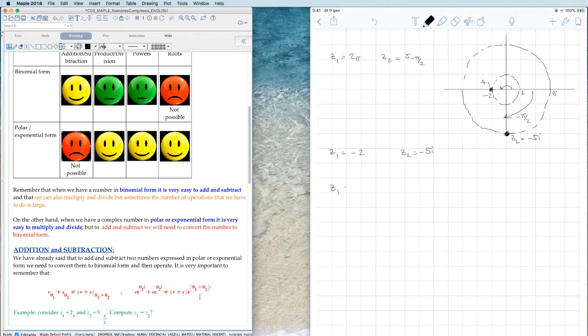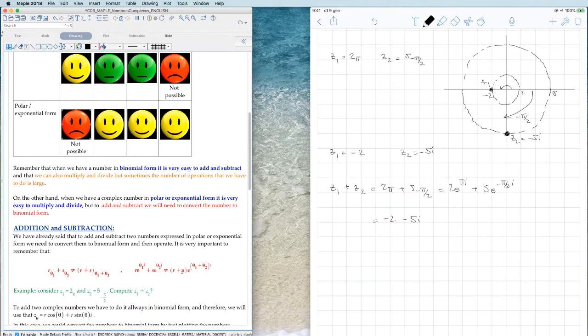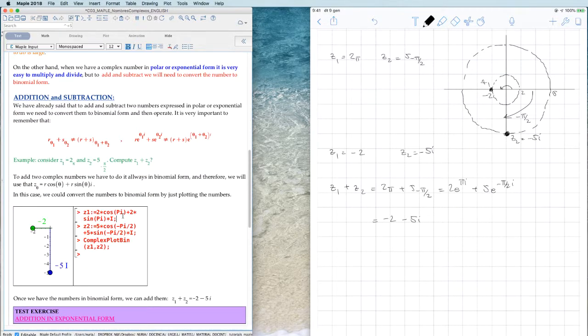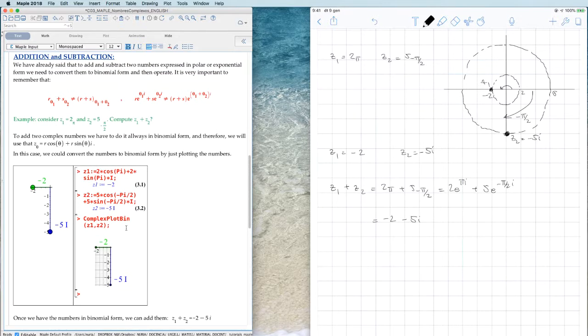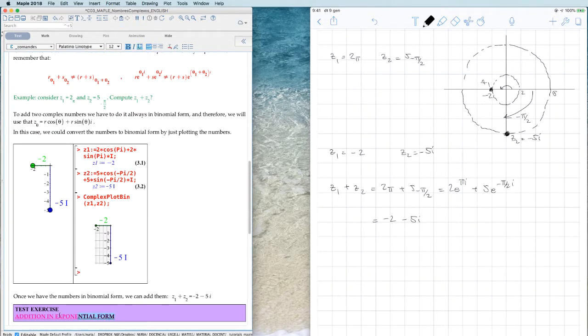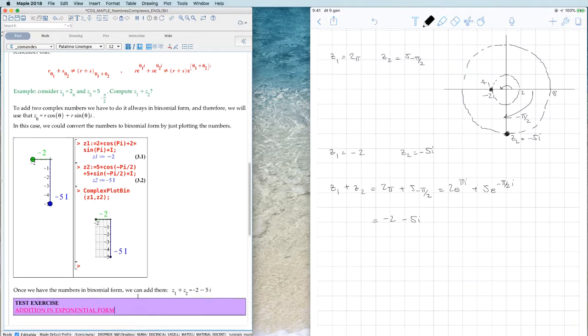So we get that Z1 plus Z2, which were given in polar form, which could also be written in exponential form. If we have to add them, we have to convert them to binomial, and in this case we have the addition directly. Okay, so what we have to do is convert them, either using the formulas that you have here, minus 2 minus 5i, and then we just add them. So to add and subtract, we have to convert them. You can now move to do this exercise.